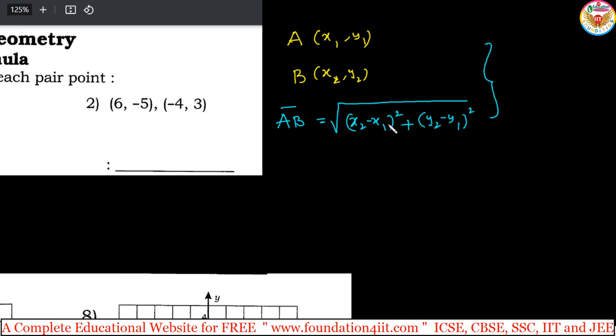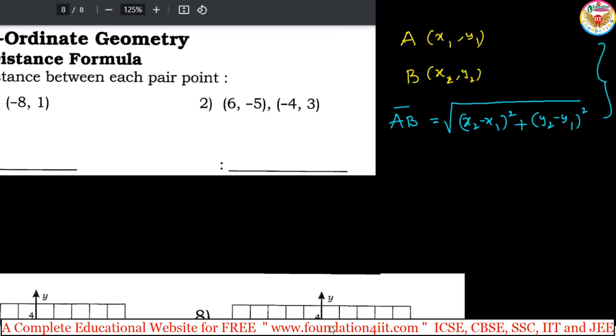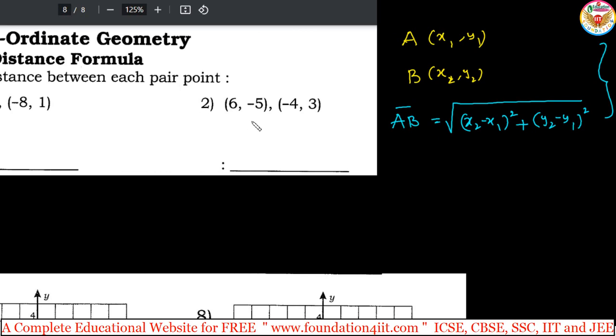You just note down this: (x2 minus x1) whole square plus (y2 minus y1) whole square. Now, based on this formula, how to solve? Let us see one question here. Take x1 y1 and x2 y2. The distance between them is the square root of (x2 minus x1): x2 is minus 4, formula minus, x1 is 6, whole square, plus (y2 minus y1): y2 is 3, formula minus, y1 is again minus 5. Because of the 2 signs together, maintain the bracket and square like this.